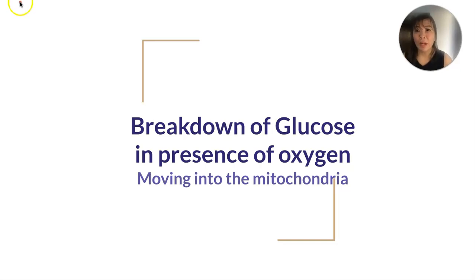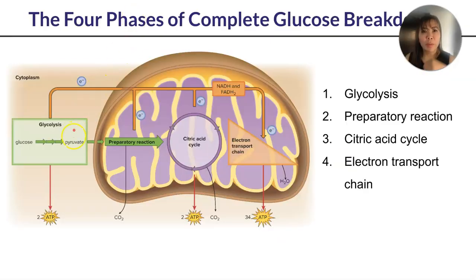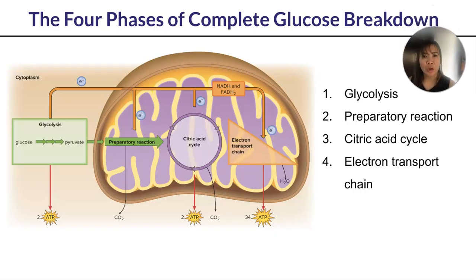So let's discuss the breakdown of glucose in the presence of oxygen. Now we're actually going to move into the mitochondria. Up to this point, we've been discussing what happens outside the mitochondria. We've been looking at glycolysis and how we convert glucose into pyruvate. And if we don't have oxygen, how pyruvate can undergo another process called fermentation. And if oxygen is present, now we can move into the mitochondria.